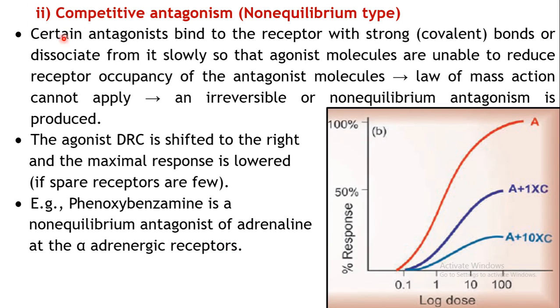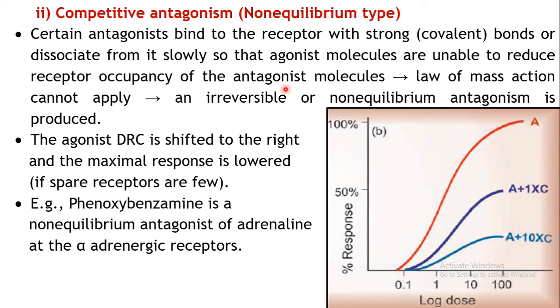Okay, then the next type is competitive antagonism, non-equilibrium type. Here the concept remains the same. That is, there is a competition between the agonist and the antagonist for the same site. But here the antagonist gets bound to your receptor with strong covalent bonds, or it may dissociate from that receptor very, very slowly, so that the agonist is not able to reduce the receptor occupancy of your antagonist molecule.